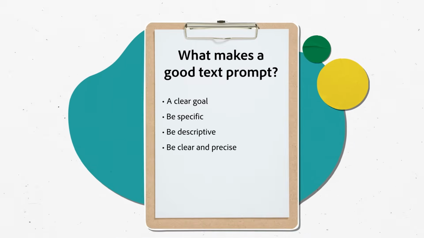Be clear and precise. While it's important to describe the elements you're looking for, it's just as important to be clear and precise in your description. Providing too much information that rambles could lead the generative AI in a different direction than what you'd intend. Try to keep your prompts as clear and unambiguous as possible to help make sure that the generative AI clearly understands what you're looking for.